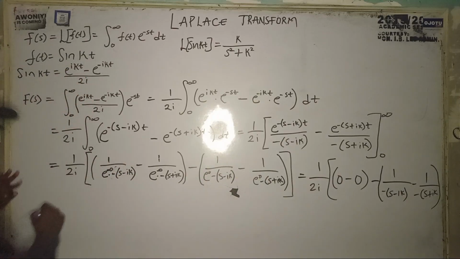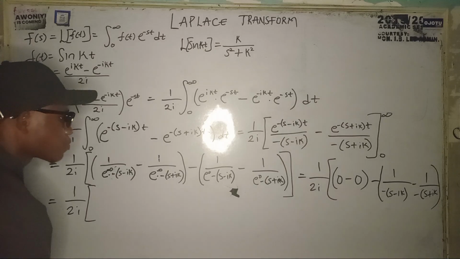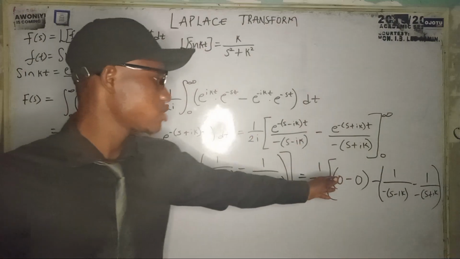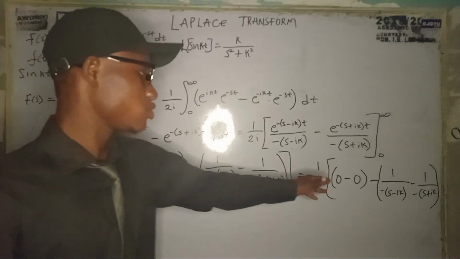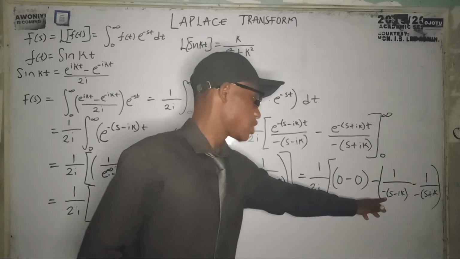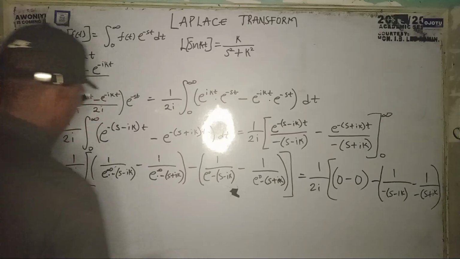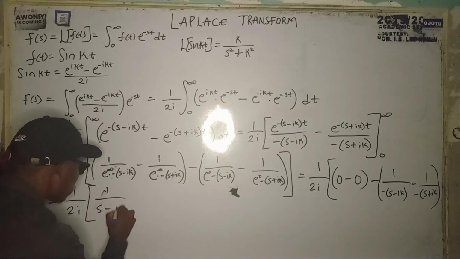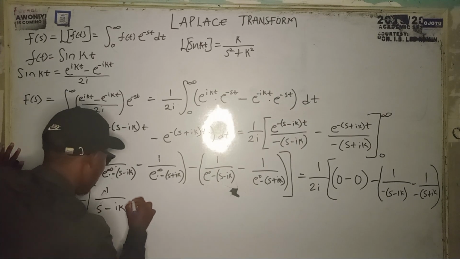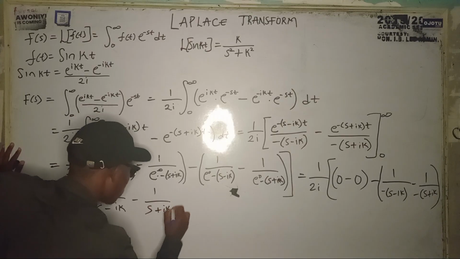Let me go to this other place. We have it as 1 over 2i. Simplify it. Now, the minus over there, let's use it to expand the bracket. One thing you will notice is that there is a minus sign under here. So the minus over here can cancel the minus sign under there. So we are just going to have 1 over s minus ik minus 1 over s plus ik.